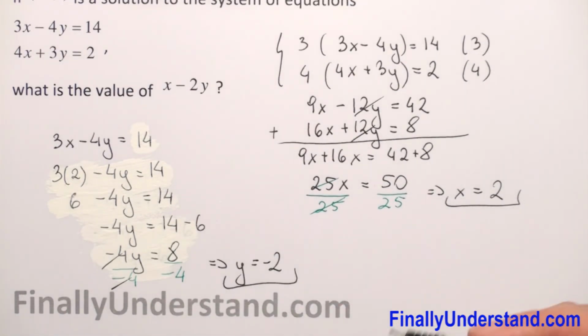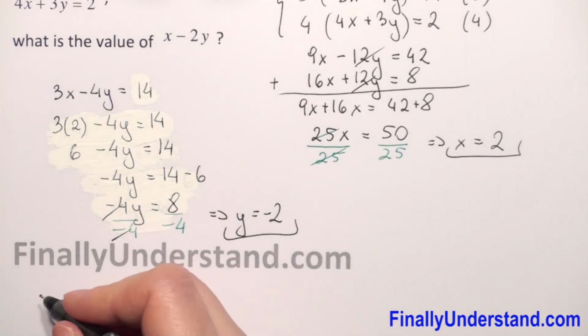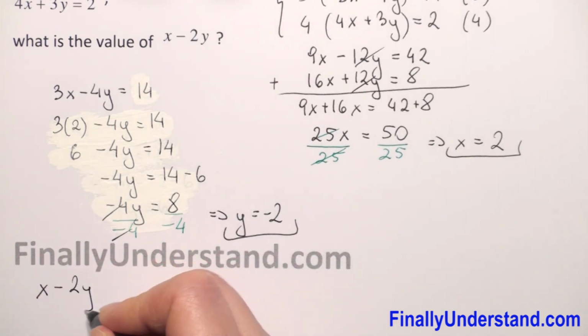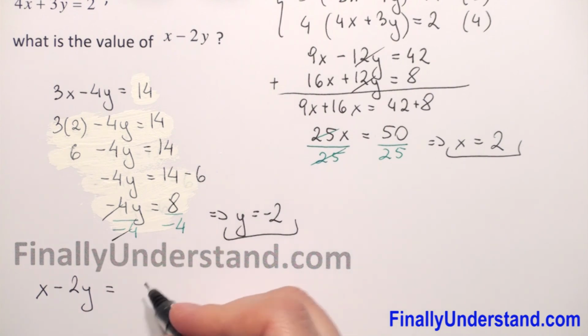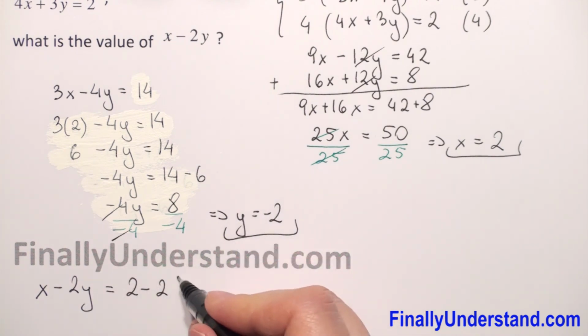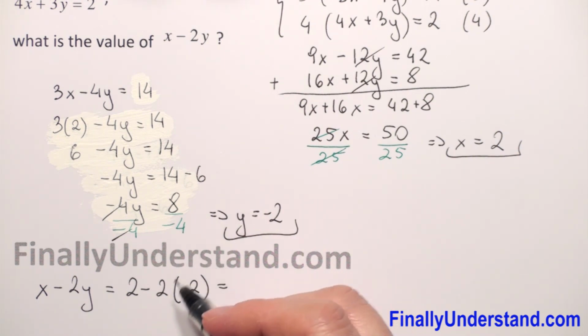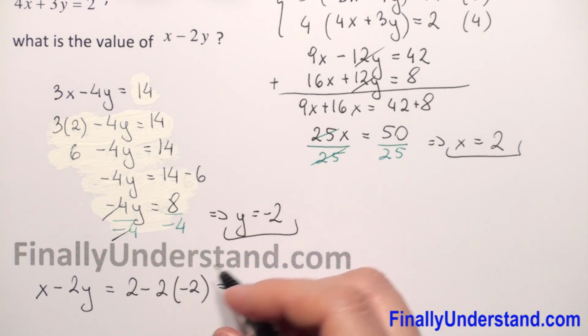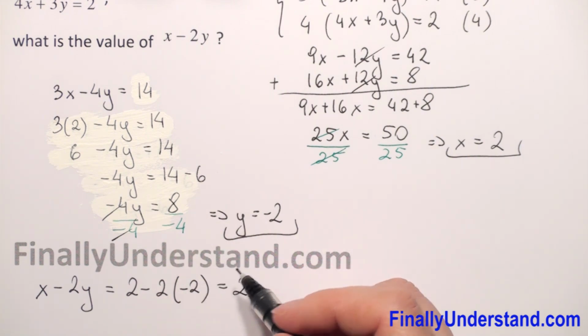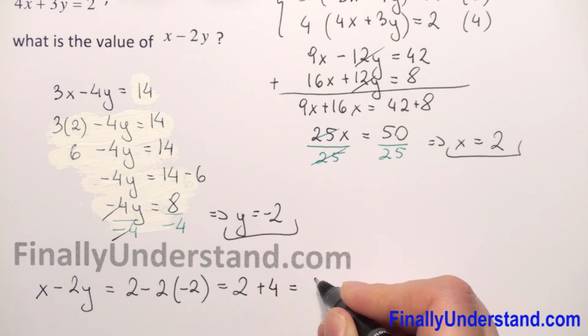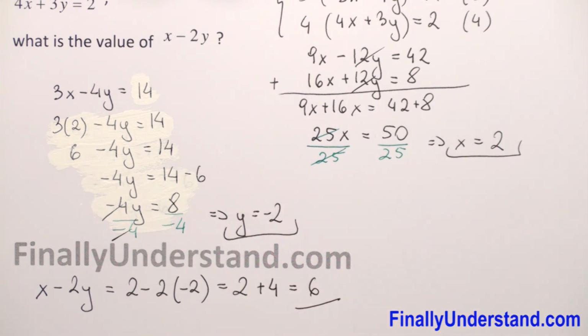We have y and x. So now we will find the value of x minus 2y. We need to substitute x by 2, negative 2 we copy, and y we substitute by negative 2. So what do we have to do first? We have to do multiplication first. So we copy 2, and negative 2 times negative 2 is positive 4. So this is equal to 6. This is my solution.